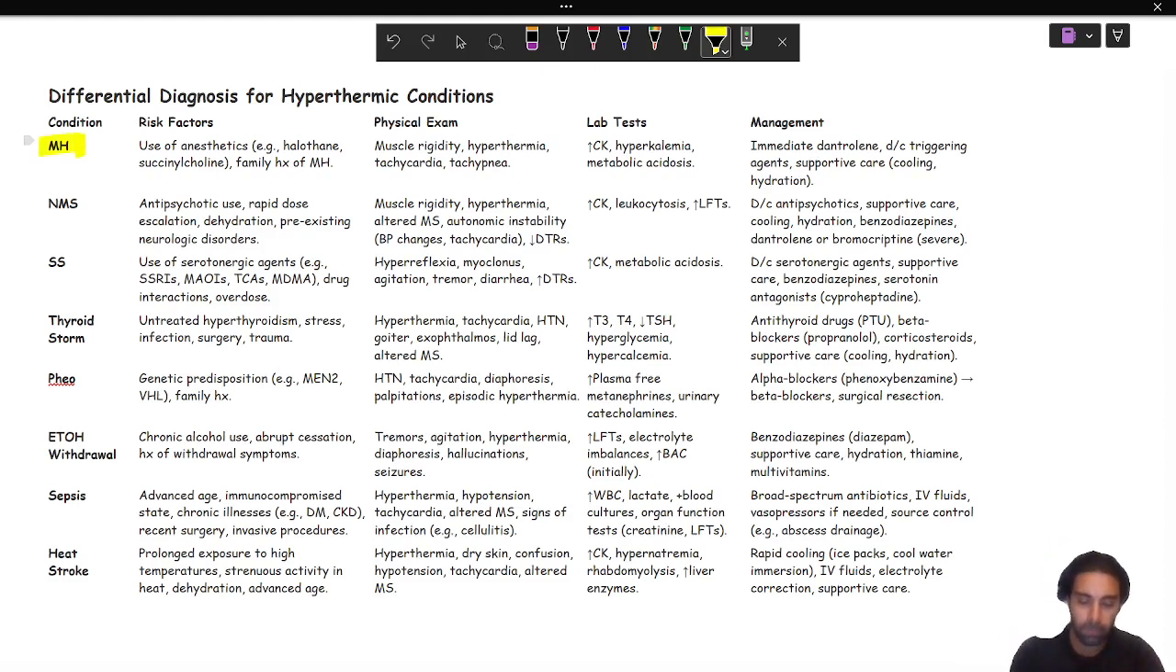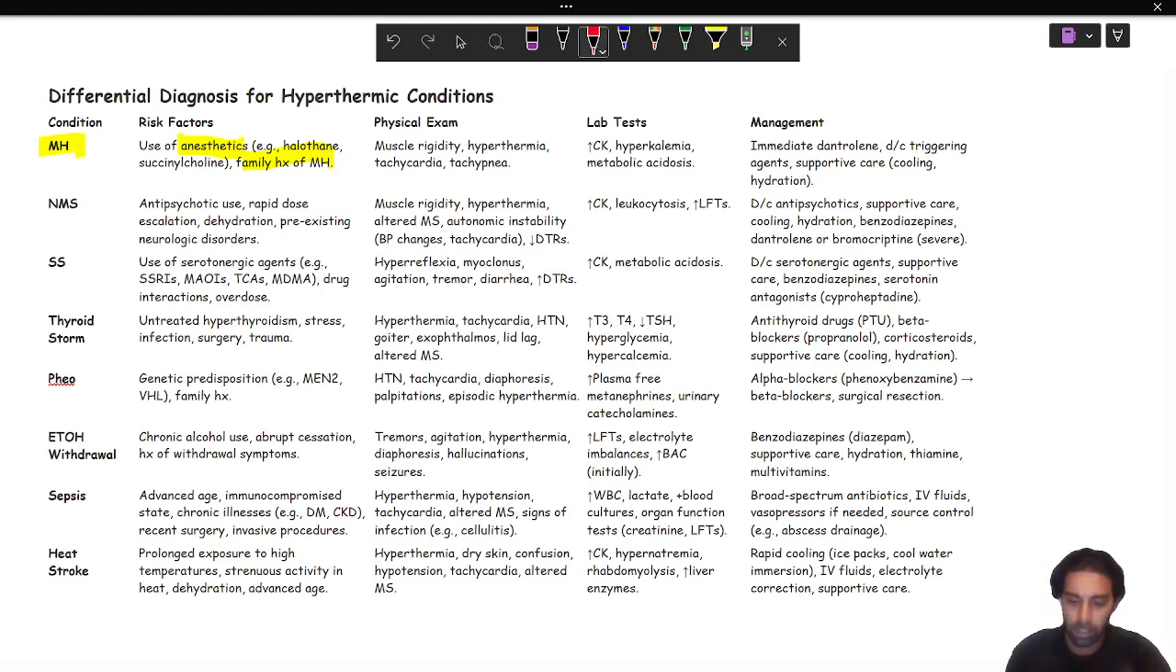So, we have malignant hyperthermia. This is an anesthesia-related hyperthermia. This is a reaction and it's usually genetic related. So it's always important when we're going through pre-op to ask about these questions if anybody's ever had any issues with anesthesia in the past.